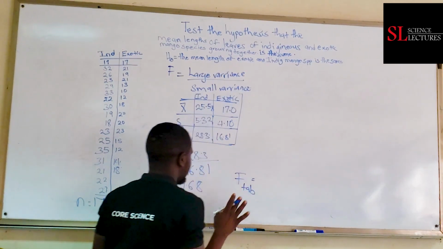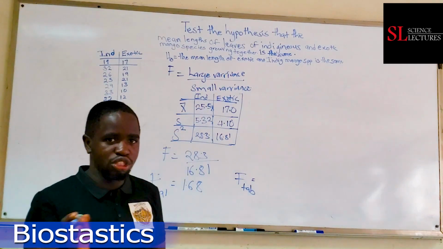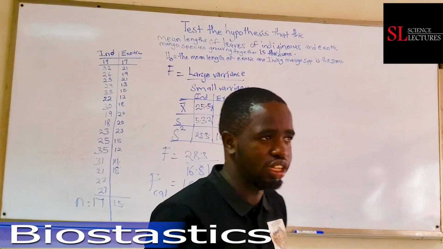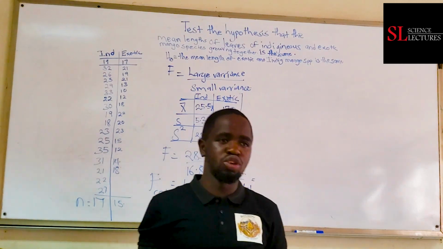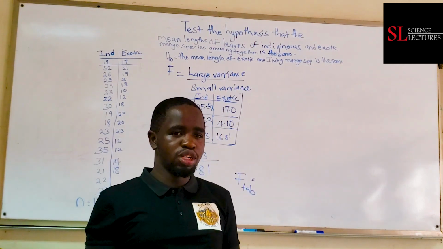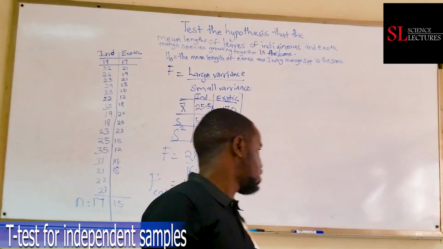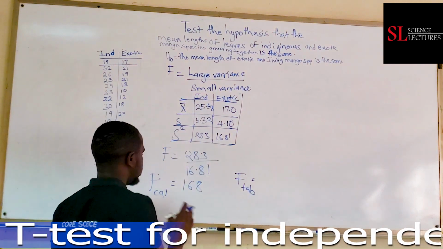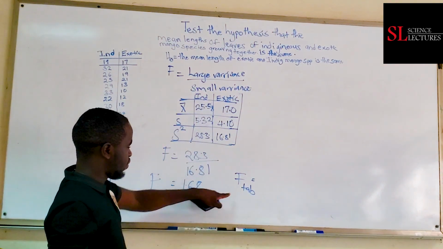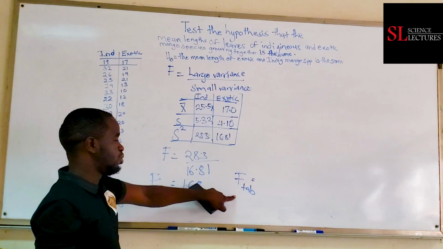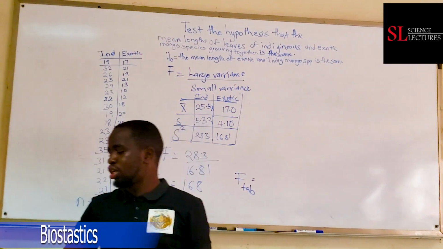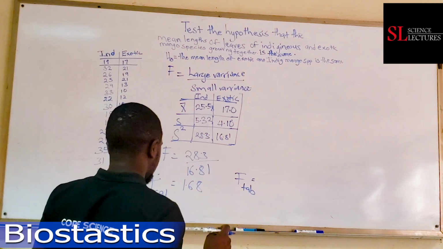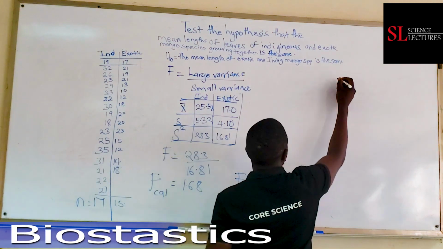F tab is obtained from the statistical tables. There is a link in the description box directing you where you can get the tables. If not, you try to look for a book called Field, Statistics for Biologists. Still the same tables are there. So the F critical or the F tabulated is found in Appendix 8 alongside the F distribution table. What is its degree of freedom? The table looks like this.